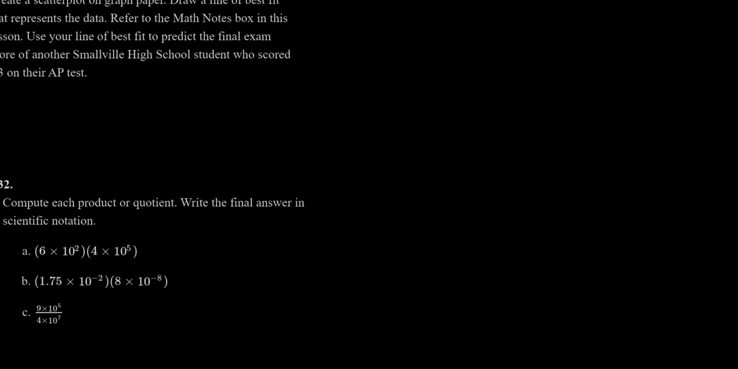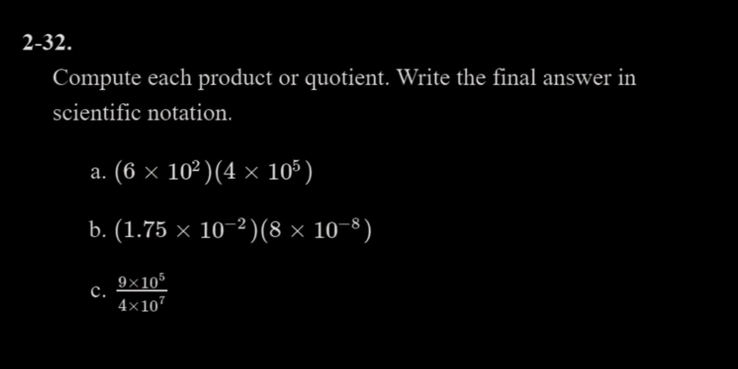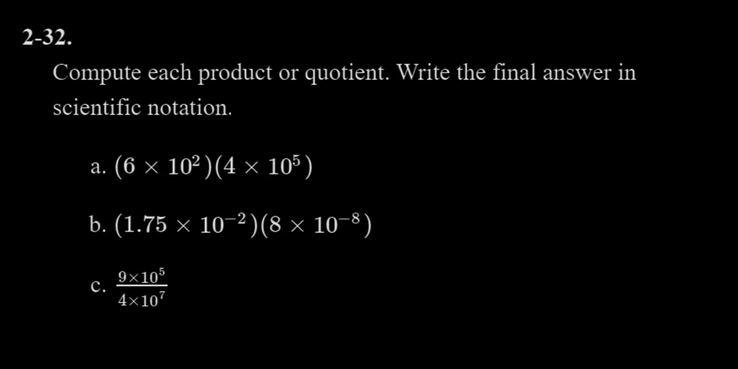Let's move on to question number 32. 32 says compute each product, write the final answer in scientific notation. I don't think I need to use a calculator here. I'm just going to rewrite this. In this first one, I am multiplying a 6 times a 4, and then I'm going to be multiplying it by two factors of 10 and 5 more factors of 10, right? 2 and 5. So there's a total of 7 factors of 10.